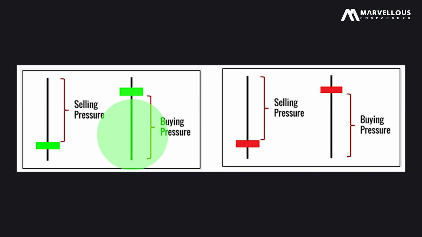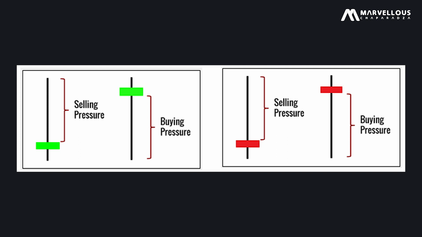But then this one indicates that the sellers tried to push the price way low, but then the buyers ended up winning. So this indicates very high buying pressure. And the reverse is true for the red pair to your right. However, the red pair can show you higher selling pressure or higher buying pressure.